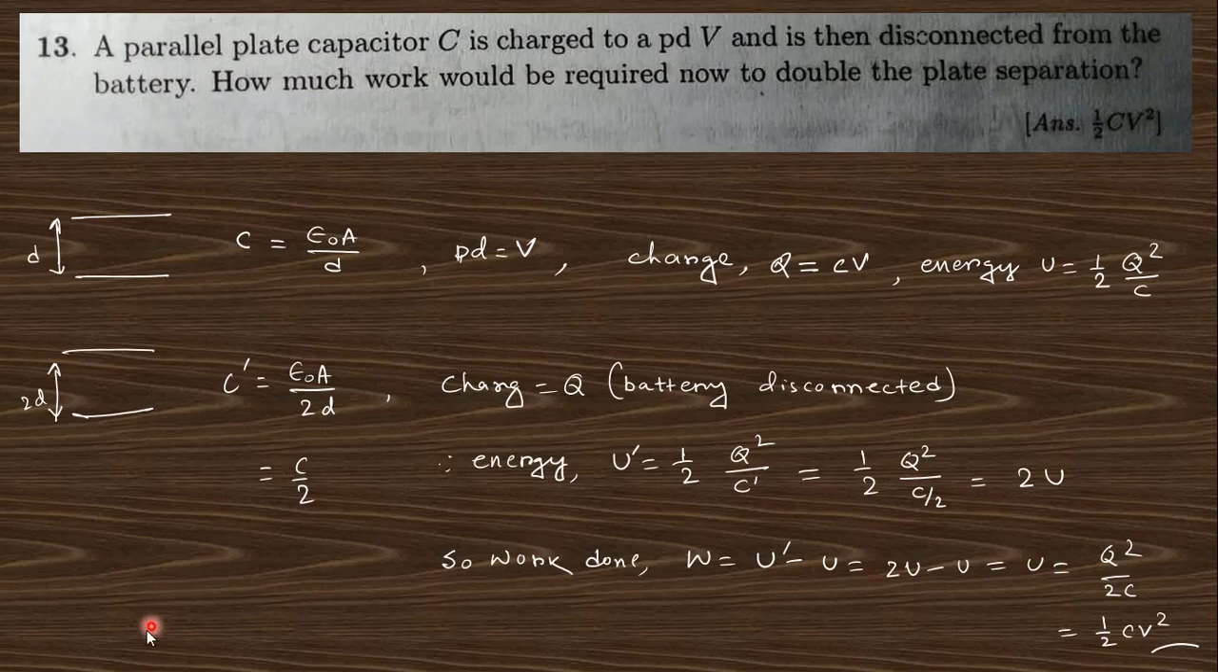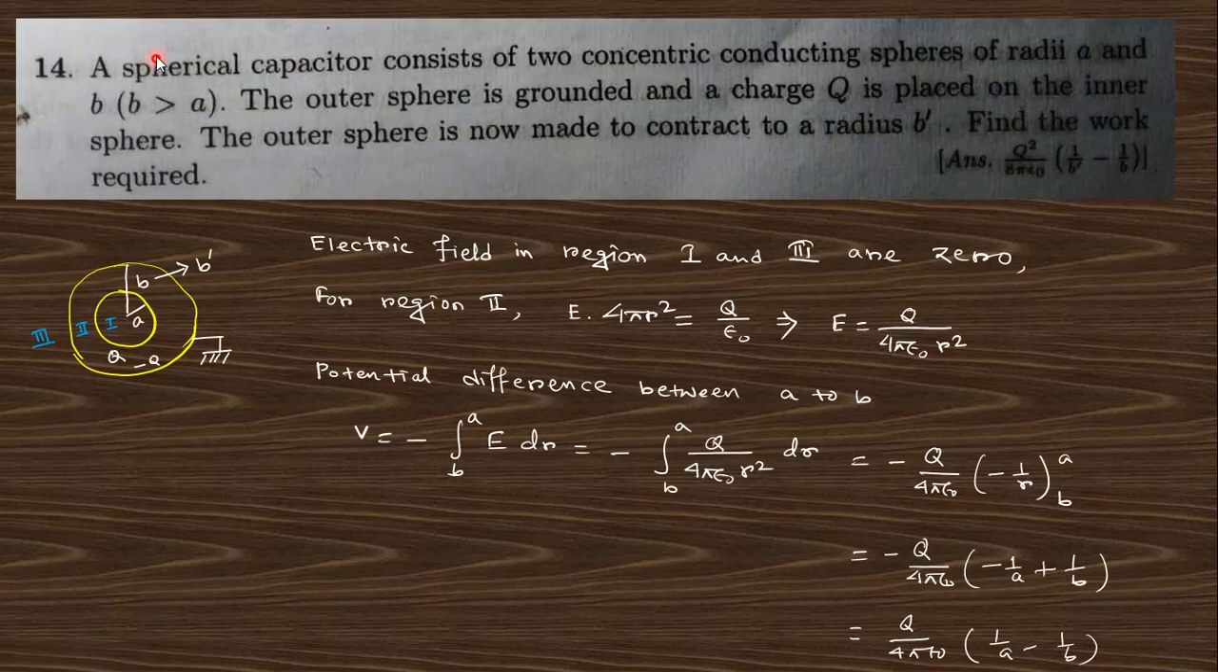Similar process. Next question: a spherical capacitor consists of two concentric spherical shells of radii A and B. The outer sphere is grounded and Q is placed on the inner sphere. So there is Q charge placed on the inner sphere of radius A, and minus Q charge is induced on the inner surface of the outer sphere.